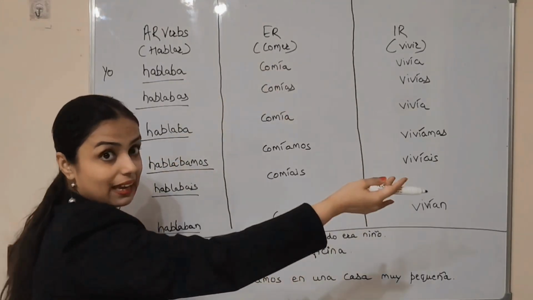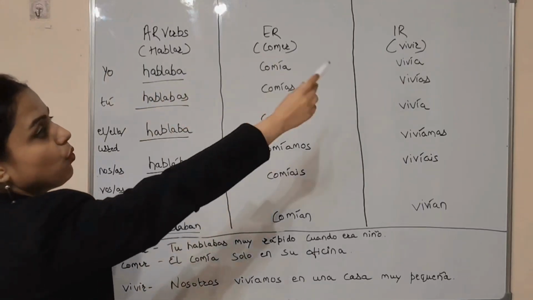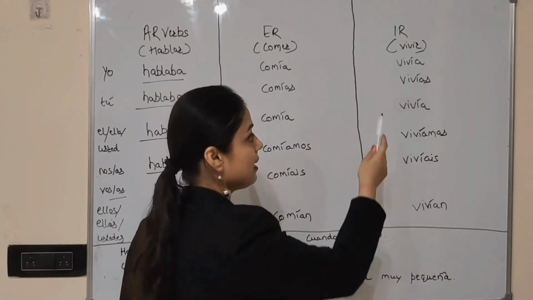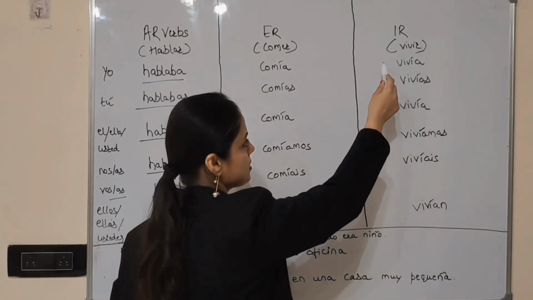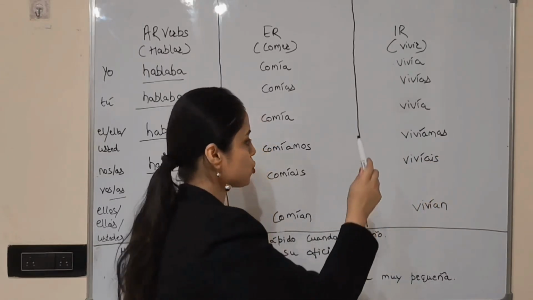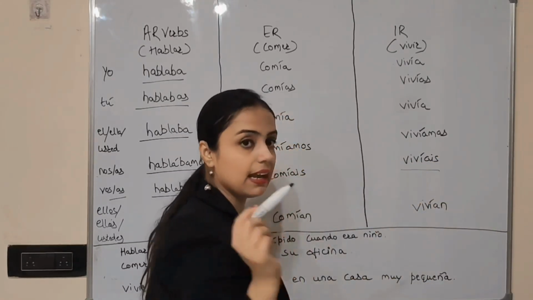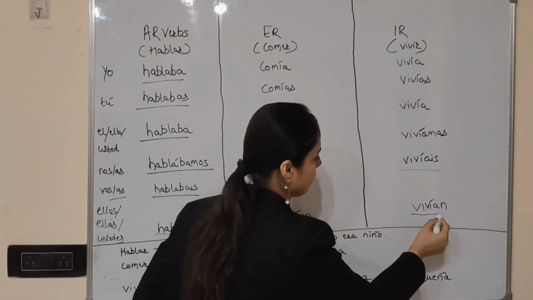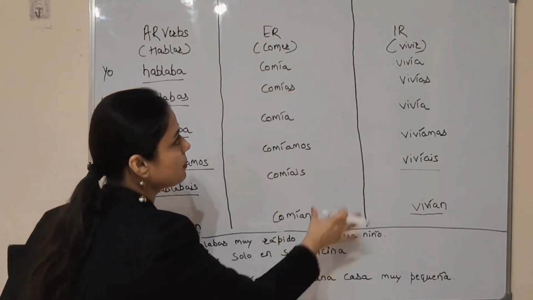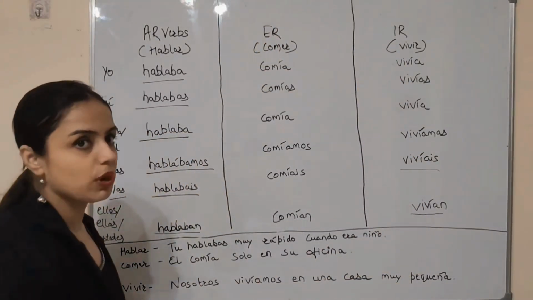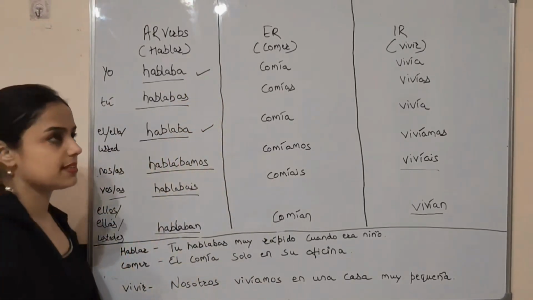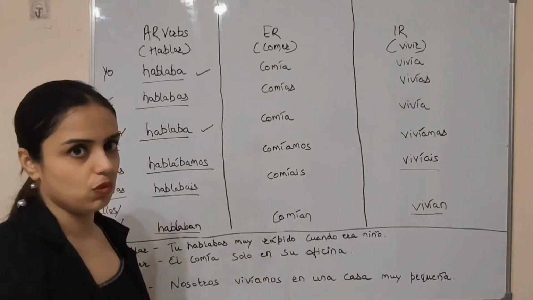Then the conjugation for IR verbs, which is vivir. So yo vivía, tú vivías, again él, ella, usted vivía. So first person and third person will be the same. Then nosotros, nosotras vivíamos, vosotros, vosotras vivíais, and ellos, ellas, ustedes vivían. Vale? So this is the conjugation for AR verbs, this is for ER verbs, this is for IR verbs. You have to remember this: the yo form and third person singular should be the same, irrespective of AR, ER or IR verbs.